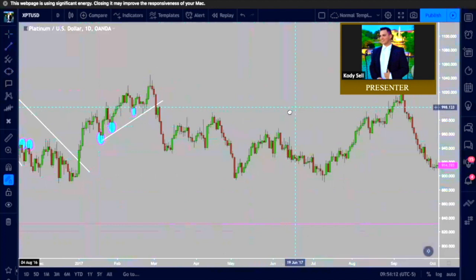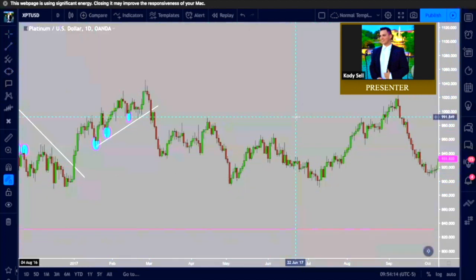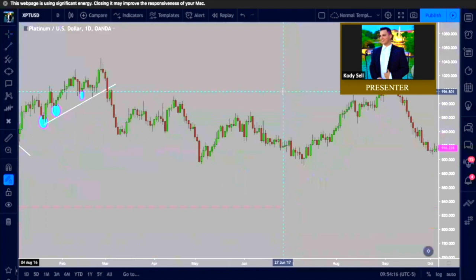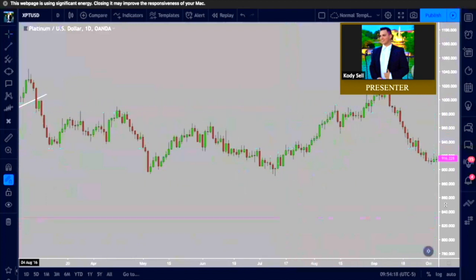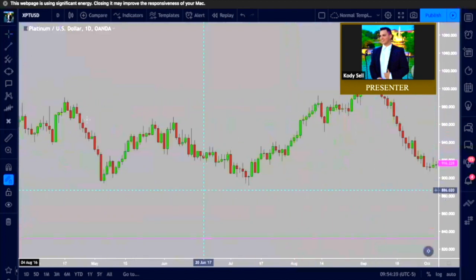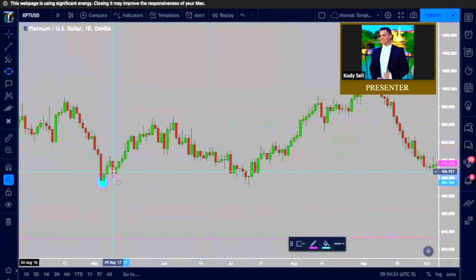I say they will all work. Obviously, there's going to be some losing trades, but the consistency of these principles and your ability to make money on them, I mean, it's incredible. Here we go. We've got a valley right here. We've got a valley right here. Let's connect them.